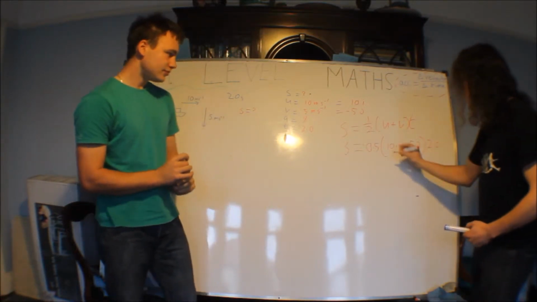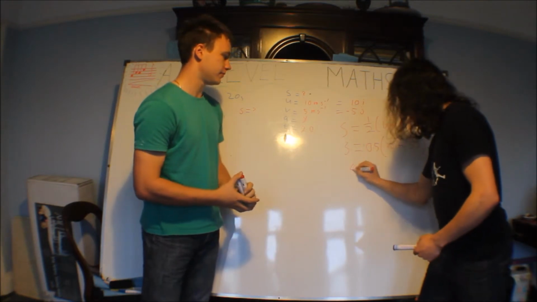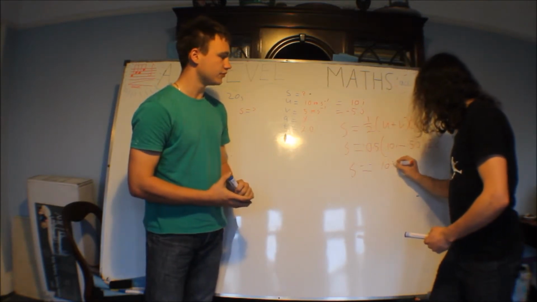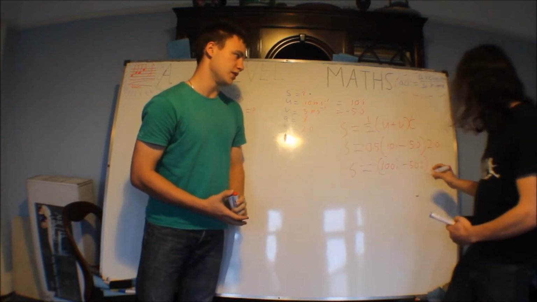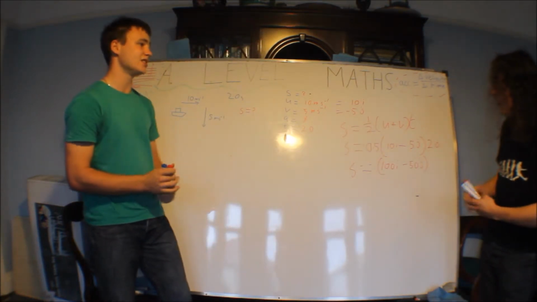Times 20, so then we have 10 lots of that. So it ends up being s is equal to 100i minus 50j, timesing both things by 0.5 times 20. Absolutely, and that's the answer, distance.